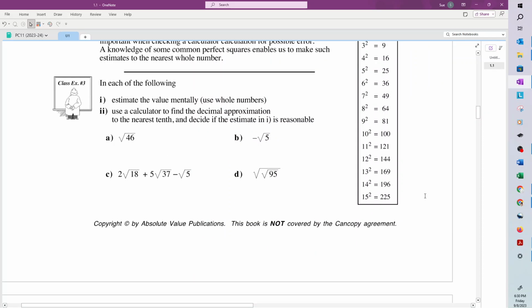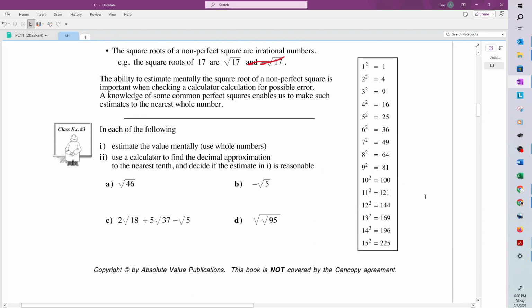And so we're just going to do some examples of calculating these. You probably all know how to use the square root button on your calculator. If you don't, you can definitely come ask me. So let's just estimate this. For 46, it's in here somewhere, so it's between 6 and 7. It's definitely closer to 7, so I'm going to guess that that's around 7.